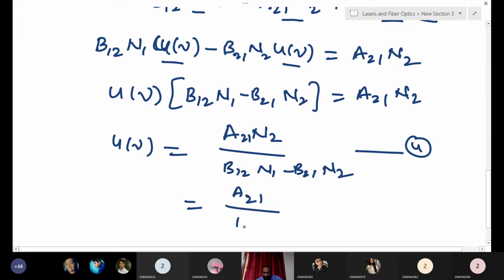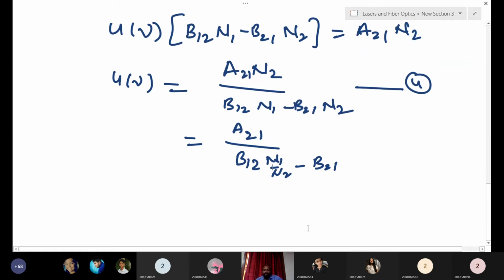So once you divide it with N2, this will be N1 by N2, and here B21 remains, right? Is it correct? Yes, sir. So yesterday we have discussed, let's take this one forward.